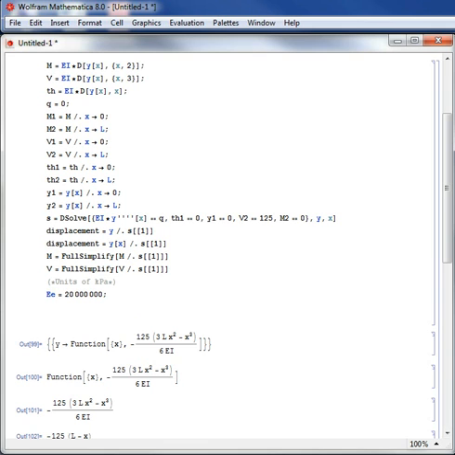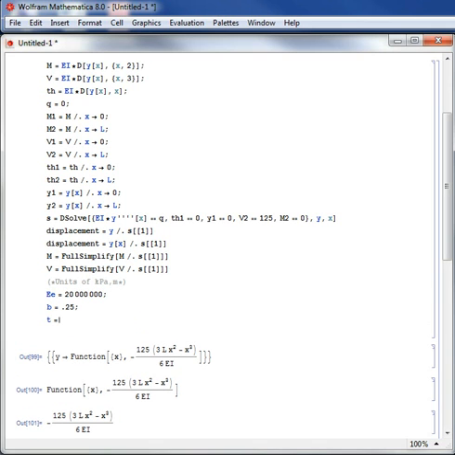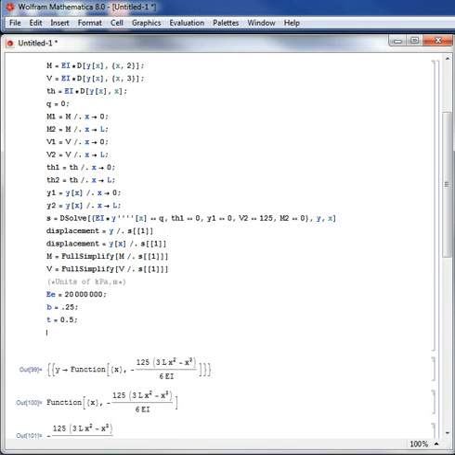This is Young's modulus. B, the width of the beam, is equal to 0.5 meters. The thickness is equal to 0.5 meters. The moment of inertia, and I can't use I because this is reserved for another variable in Mathematica, so I use II. And similarly for E, I can't use E because it's reserved for another function in Mathematica. That's why I'm using EE. So II is equal to B multiplied by T cubed divided by 12.